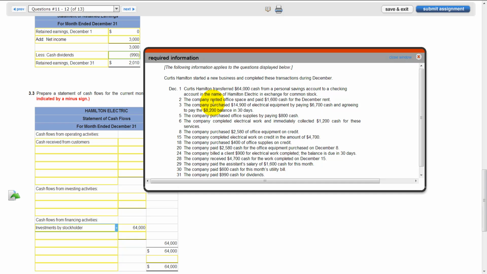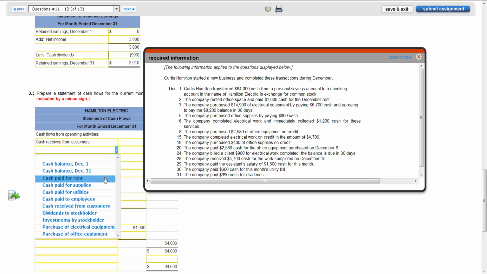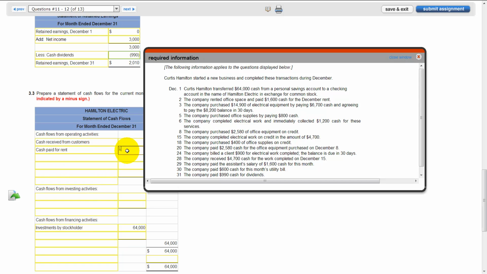Number two, the company rented office space, again paid. I'm looking for cash coming in and going out only now. Paid $1,600. So that's rent going out. Let's see, paid rent $1,600.